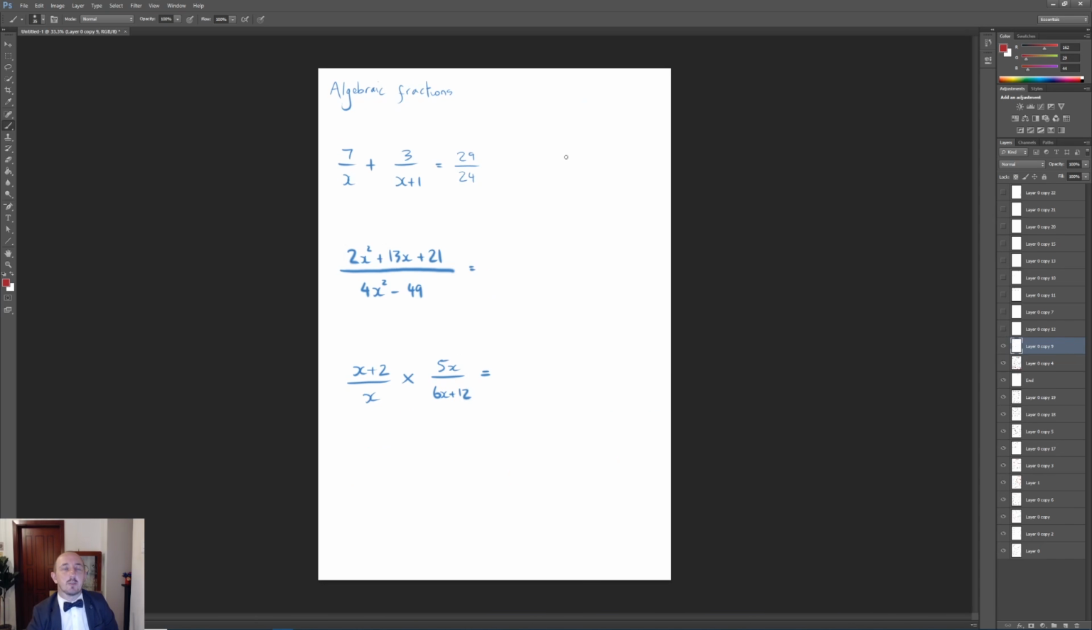The next topic is algebraic fractions. So with algebraic fractions, we need to be able to add these things together, subtract them, multiply, divide them, and simplify them.